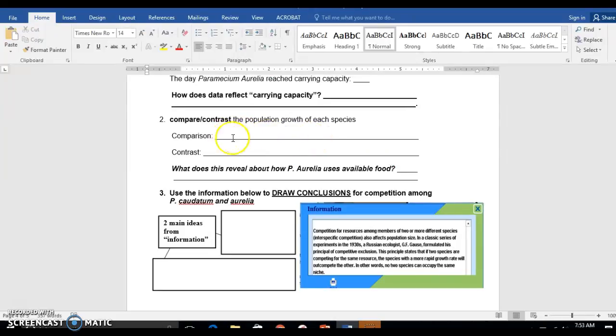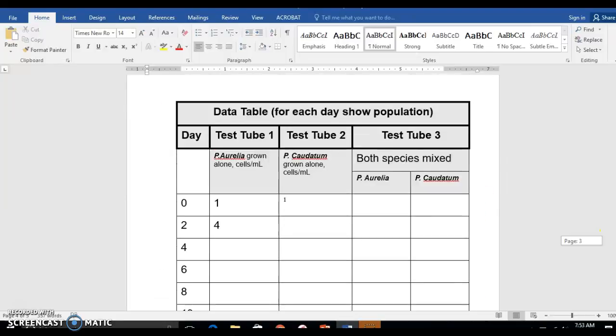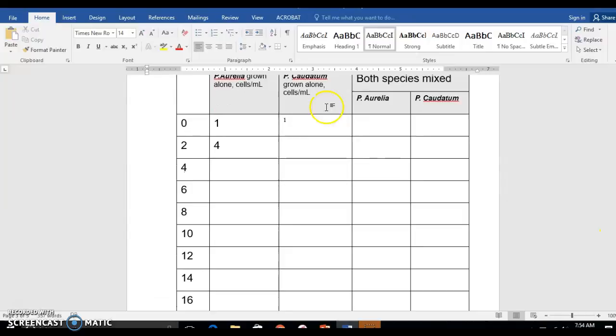Look for similarities. Are there any similarities between the two species as the population changed? Are there any differences in the way the population changed when you look at the data table? So for this compare and contrast part, you're looking at the data table, but look at the test tubes separately. So P. aurelia separately, P. caudatum separately. Look at how each one grows separately and compare and contrast.